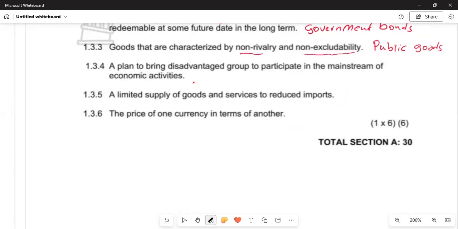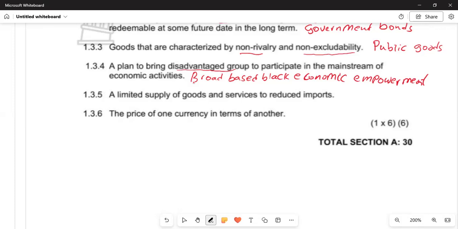A plan to bring disadvantaged groups to participate in the mainstream of economic activities. That is broad-based black economic empowerment. So that is the correct term to use, when you bring those previously disadvantaged groups to participate in the mainstream of economic activities.